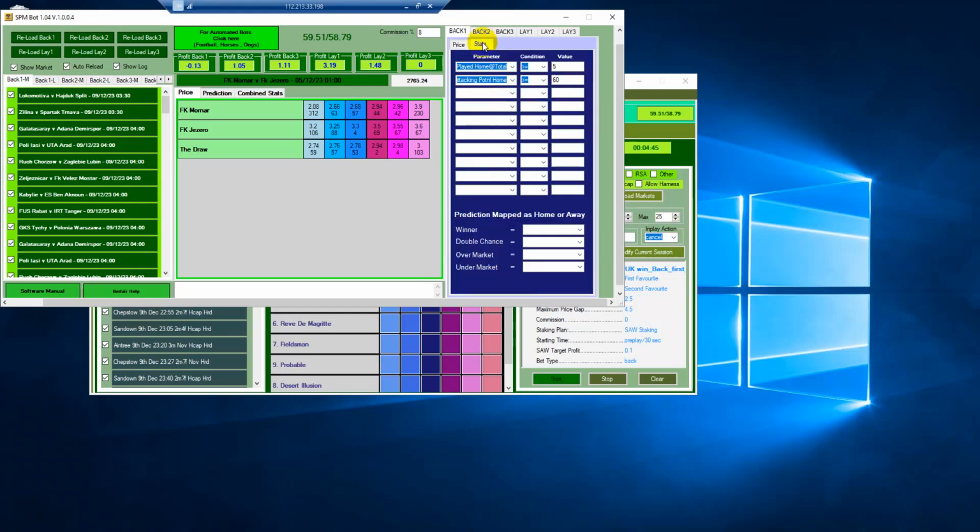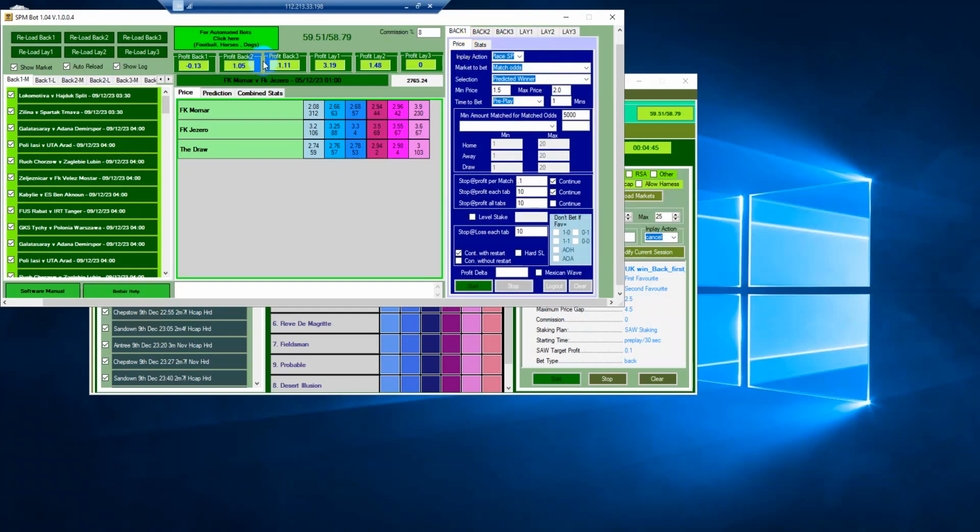If I go to stats, minimum matches, I'm expecting the home team to have played at least 5, and the attacking potential for the home team is greater than 60. So that is Back One. I think I just started this bot on 28th of November, so it's showing almost break even. Not much action.